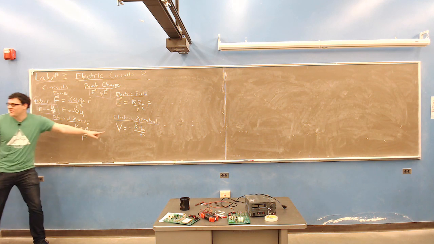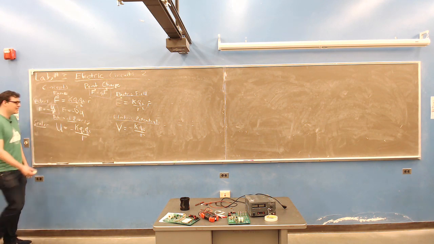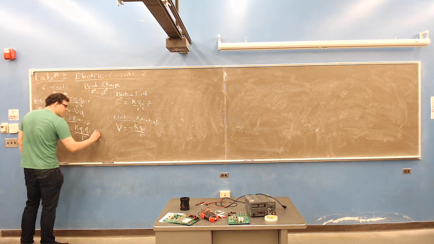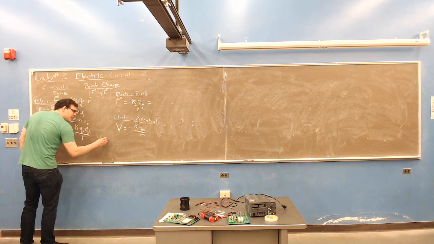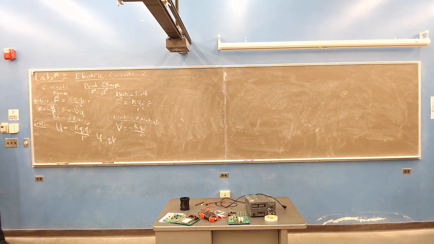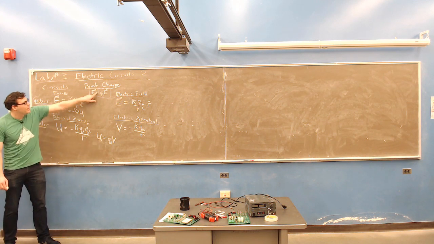Good, you're telling me the connection, right? So he said it's the energy per point charge. So if you take V and you multiply it by Q, you get the potential energy, right? So it's the same type of connection here.